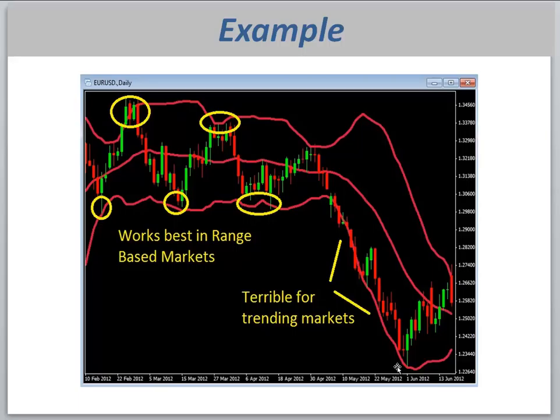Most traders will tell you that Bollinger Bands do best during range-based markets. When markets aren't moving that much and you're stuck in certain ranges, then Bollinger Bands are awesome. They're really good. But if there's a lot of news in the market, or a trending market, then they will be terrible. As you can see in this chart, the Bollinger Band stayed oversold for a long period of time.